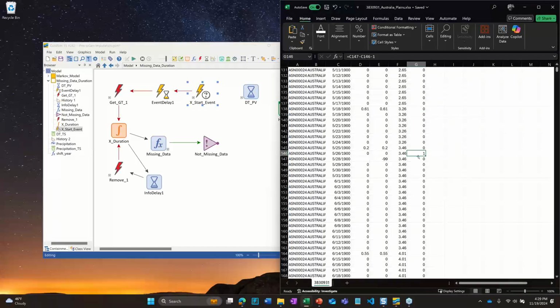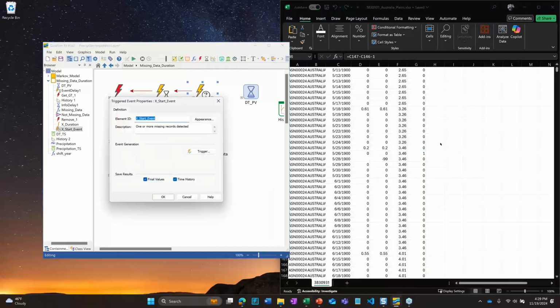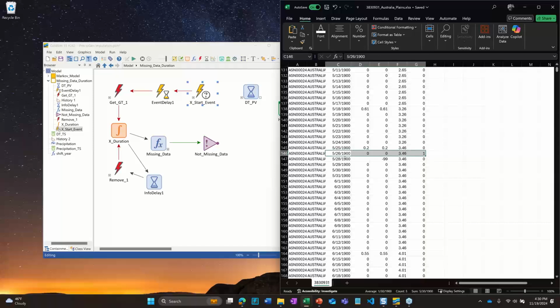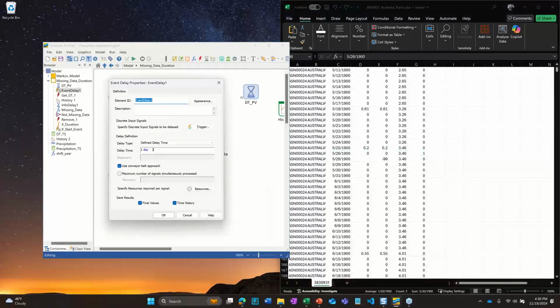And that's right here. Right here is one of them. So this element will just trigger an event as soon as that happens. As soon as it sees that, oh, we have missing records, it will trigger an event. And then what I do is I say, okay, well, that happened on the day that we have data, so we need to delay that 1 day. So I'm just shifting down 1 day and saying that's when the missing records begin. In this case, May 27 would be the first missing record because I've delayed it by 1 day. So that's our delay. That's just delayed by 1 day.